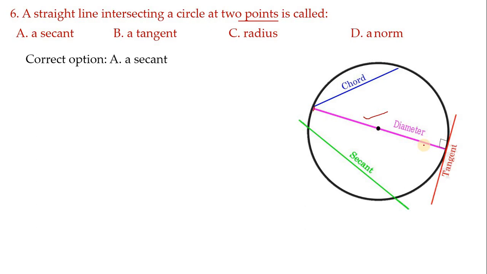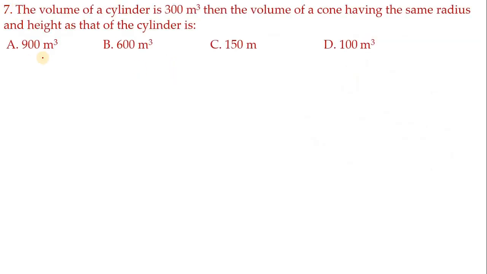Means the line has to come outside. It's not coming like that. Hence, diameter is not the correct answer. And tangent means tangent intersects at only 1 point. The correct answer is secant. So secant is intersecting circle at 2 points. Hence the correct answer is a secant. Next, let us move on to the next question.